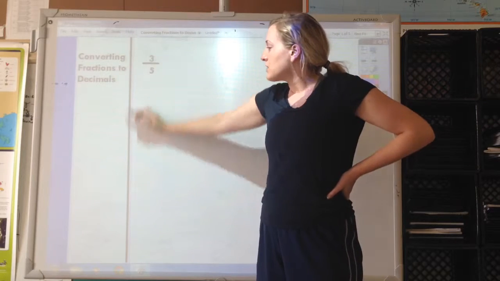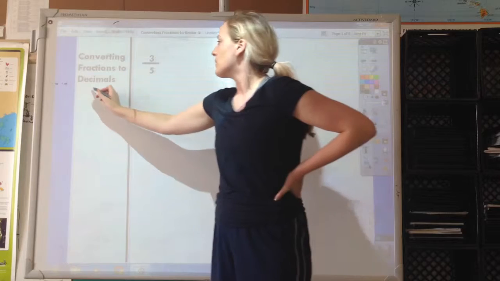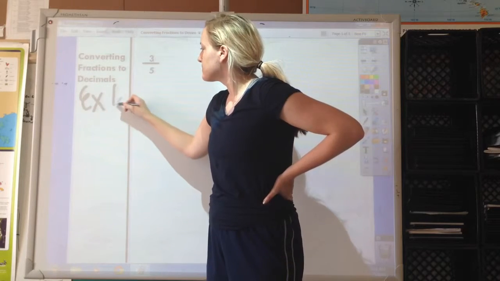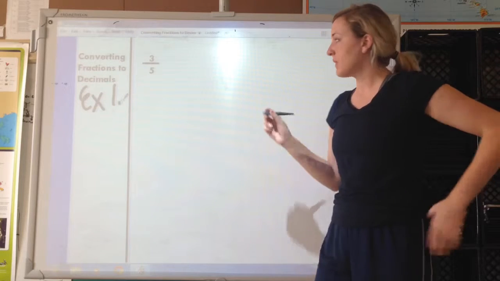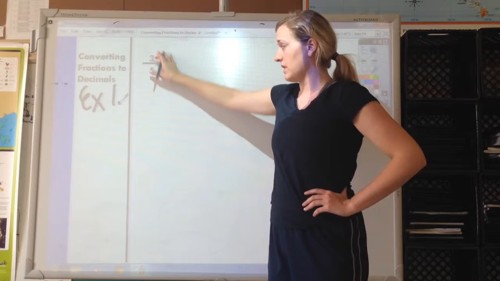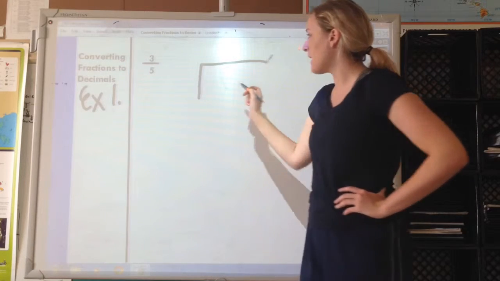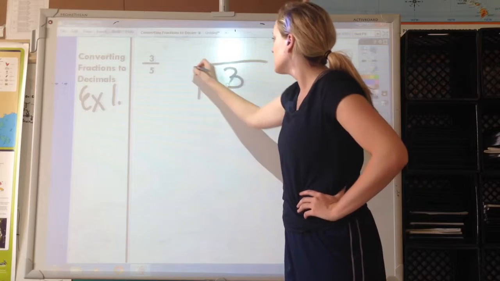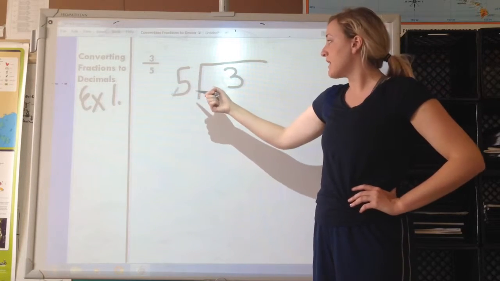On your notes page, go ahead and draw your line and write converting fractions to decimals, and this will be example 1. Go ahead and write 3/5 on your notes page. If I want to convert a fraction to a decimal, all I do is divide these numbers out. And you'll remember from math intervention, top in, bottom out. Top goes in, bottom goes out. Then all I do is just divide them out.